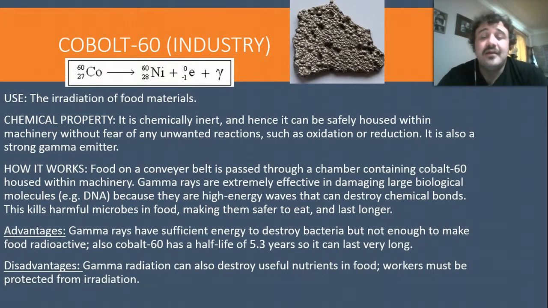And in this case, yes, it will destroy some of the nutrients in food, just like microwaving does, or just like cooking can in general, to be honest. But it's still better to do this so that the food will last longer, food will be cheaper, we can get more food to more people. Another disadvantage is the workers need to be protected from being irradiated.